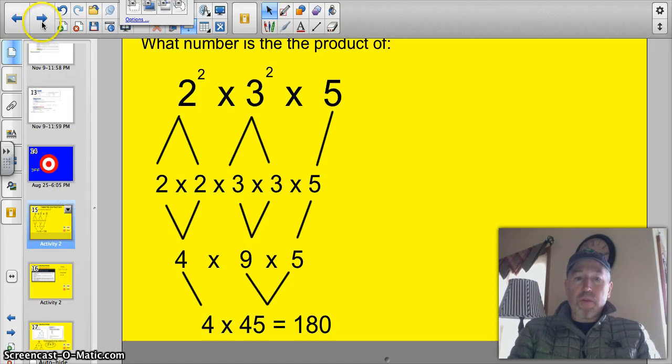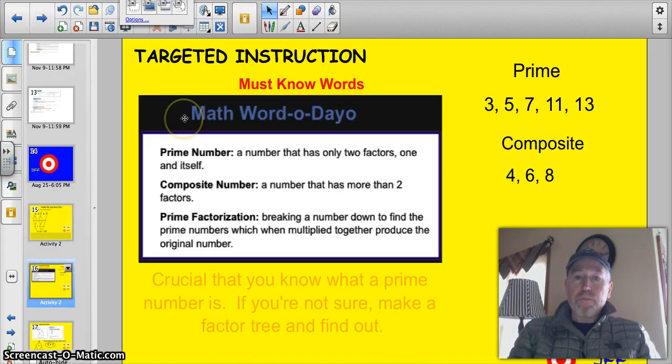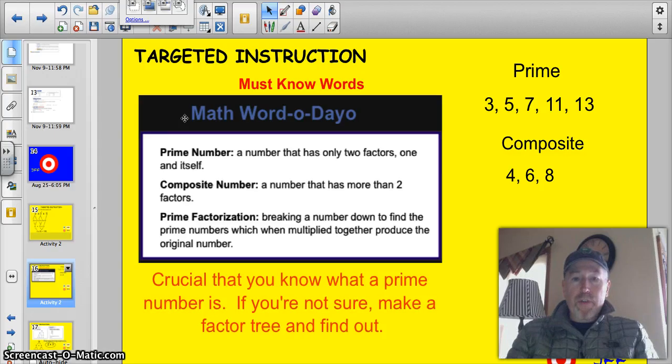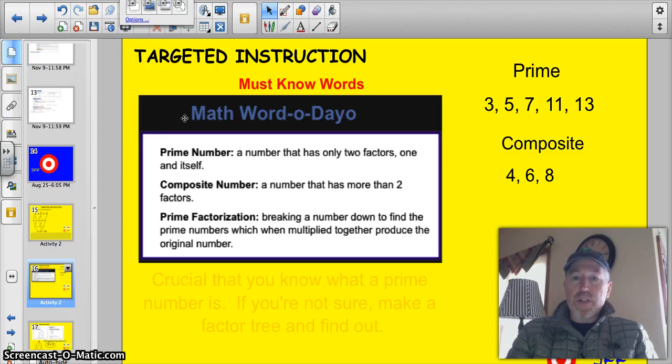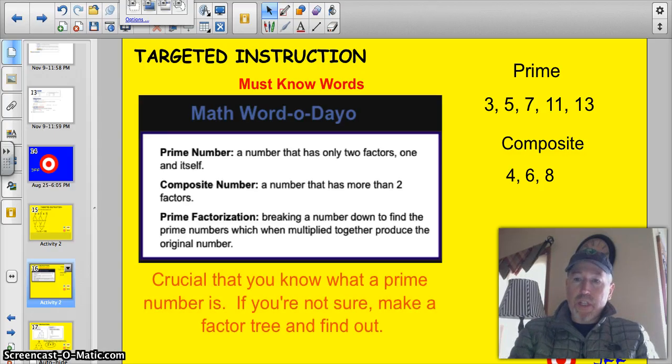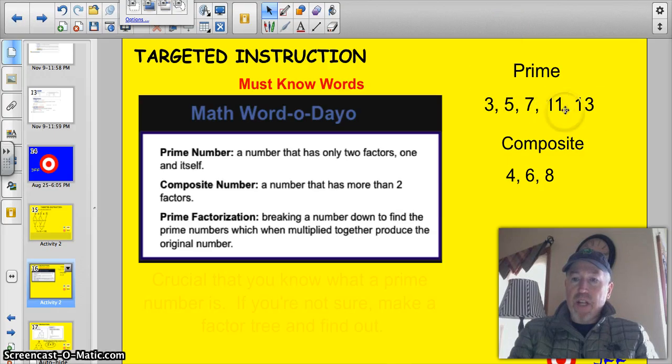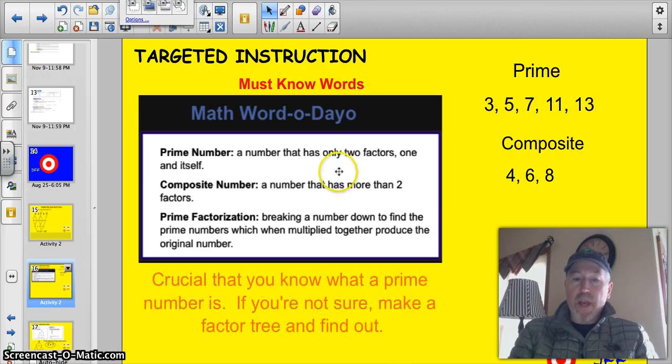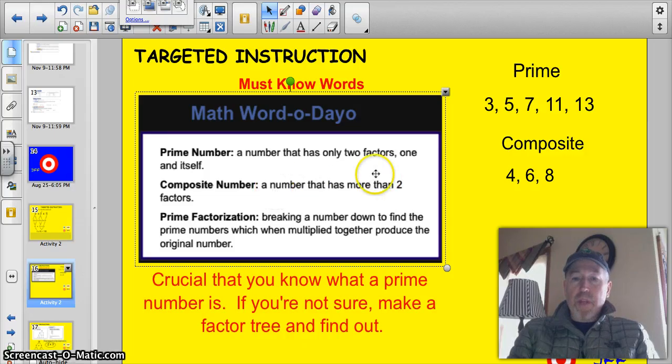Let's get started with some vocab to begin with. Math word of the day. First of all, prime number, that's any number that just has two factors, one and itself. Take a look at these. 3, 5, 7, 11, and 13 are prime numbers. A composite number then is any number that has more than two factors, like 4, 6, and 8.